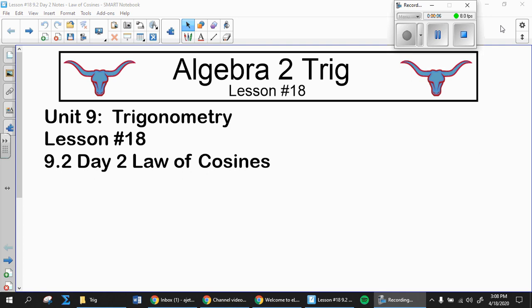Today we're going to look at law of cosines. So yesterday we looked at law of sines, talking about how to find missing sides and angles if it's not a right triangle. Today, same thing. It's going to be if it's not a right triangle.